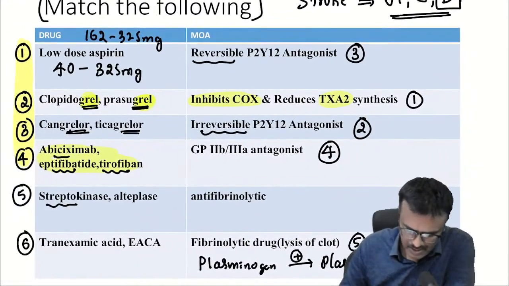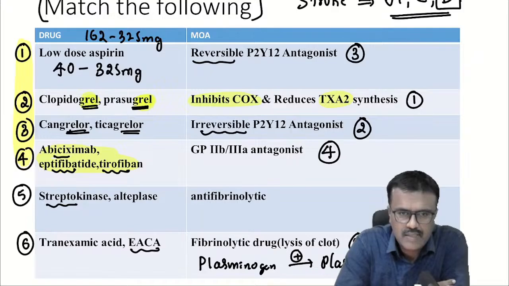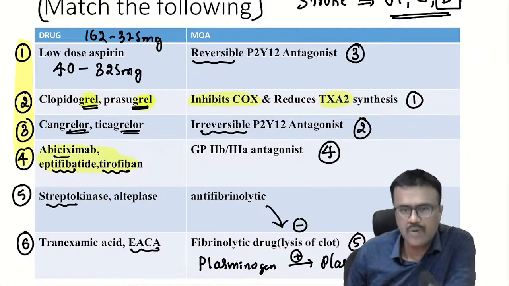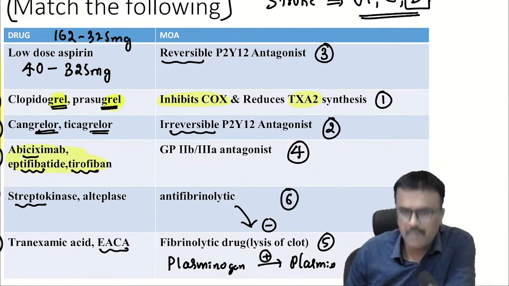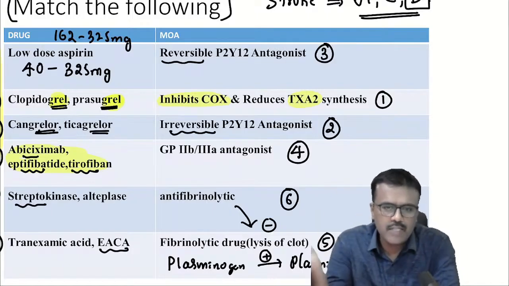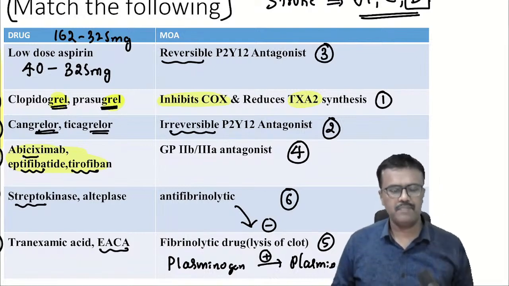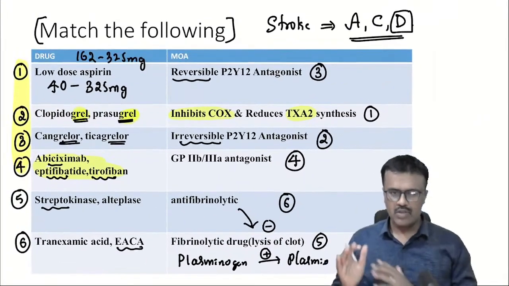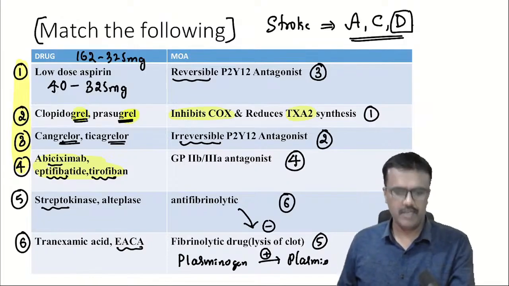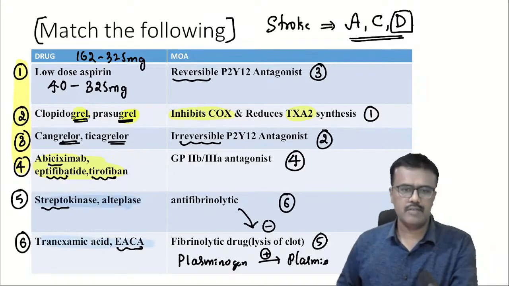Then we have tranexamic acid and EACA. EACA stands for epsilon amino caproic acid. These are anti-fibrinolytics. So what do they do? They inhibit this conversion of plasminogen to plasmin. This was in NEET PG last year, 2024. If you make plasminogen to plasmin, plasmin will cut the clot. They are called fibrinolytics. If you block that step, they are called anti-fibrinolytics. So this table will give you the information on which are antiplatelet, which are fibrinolytic, which are anti-fibrinolytic. These are fibrinolytic drugs. These are anti-fibrinolytic drugs.